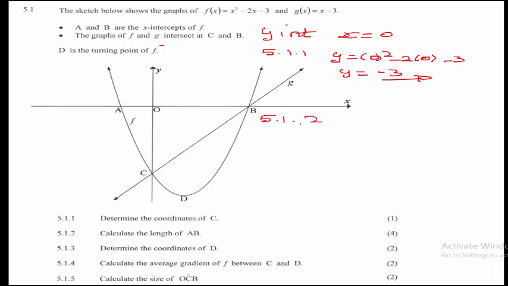5.1.2, calculate the length of AB. Now we're calculating from here to there. Clearly we know the coordinates of A and B because we are given a function and we were told that A and B are the x-intercepts of f. So that is easy. For the x-intercepts, what do you say? Okay, for my x-intercepts, now y will be equals to 0. And now we have y equals to 0 equals to the equation. There it is.